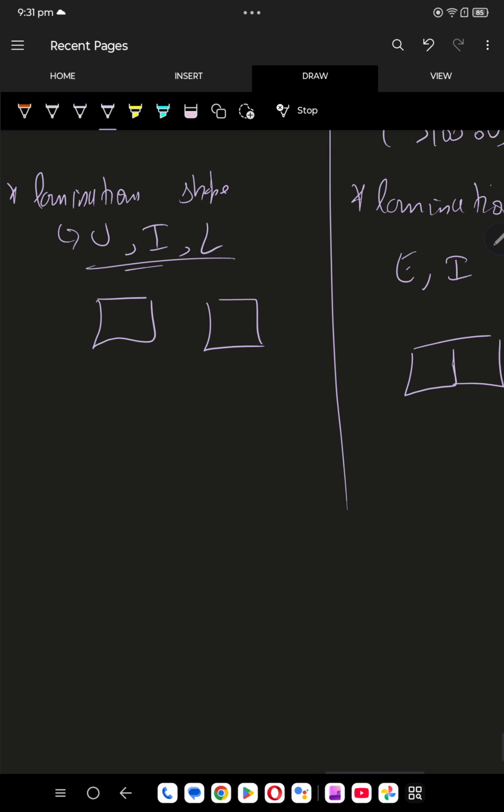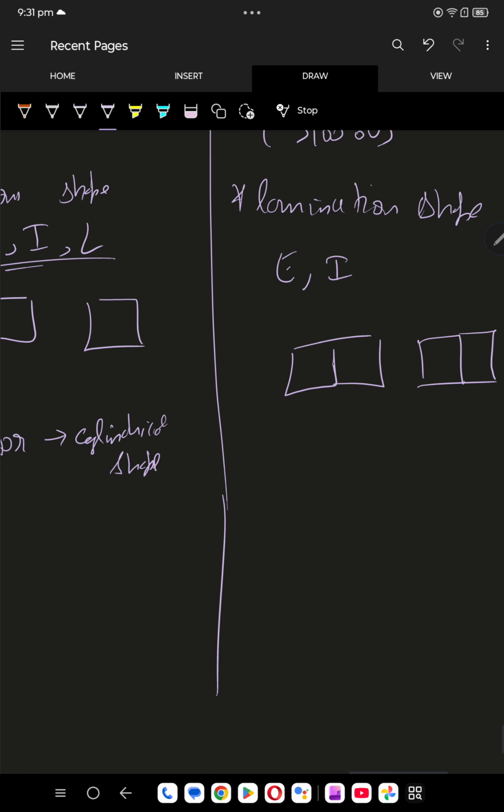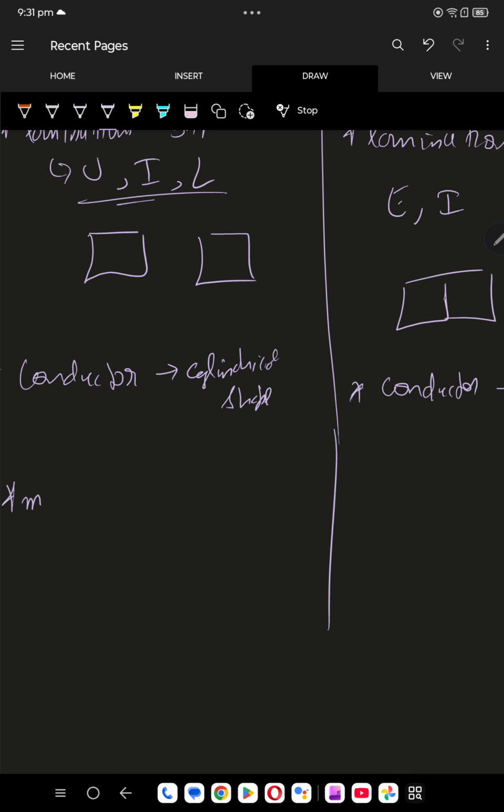The next, coming to conductor shape. Here, because there is less voltage, so less current, the conductor shape is cylindrical shape. And here, because high voltage, so more current, the conductor shape is disc shape. Disc shape. The next, here the maintenance is easy.